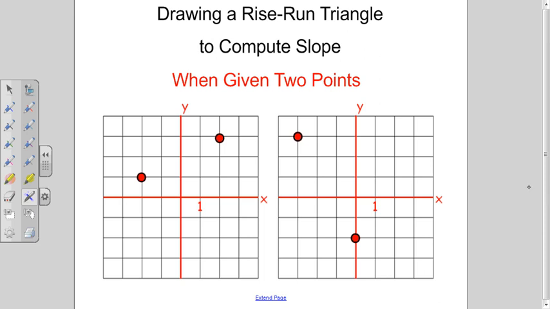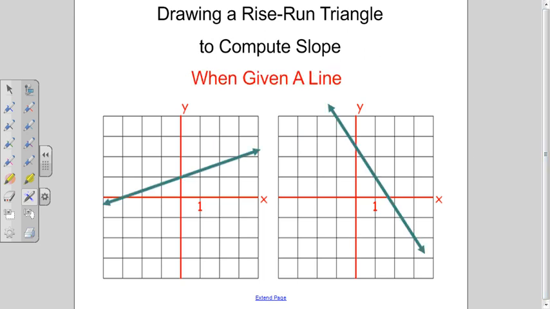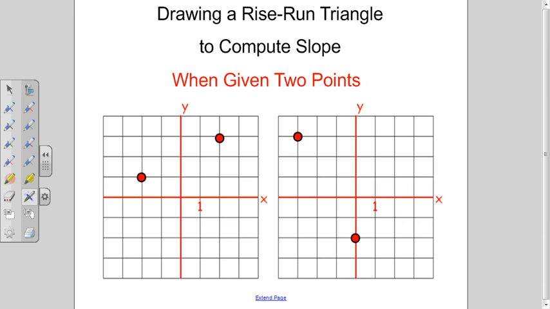Hello and welcome to this video that is going to demonstrate the appropriate way to draw a rise-run triangle when asked to compute the slope of a line that connects two points, or in fact when you're just given a line. Okay, so I'll start here with these two examples where I'm given 2 points.